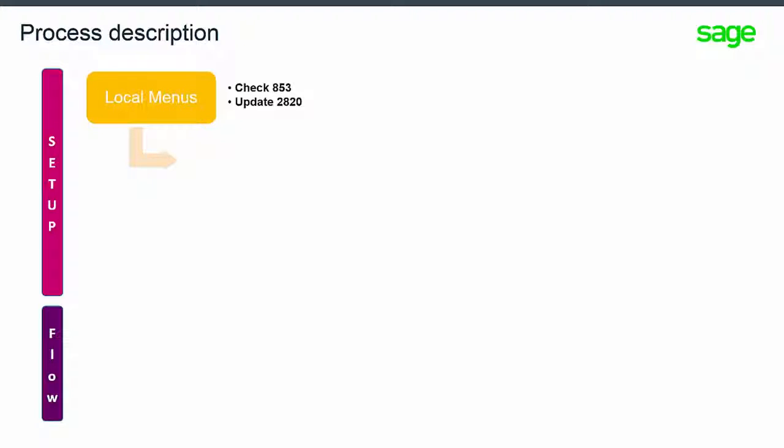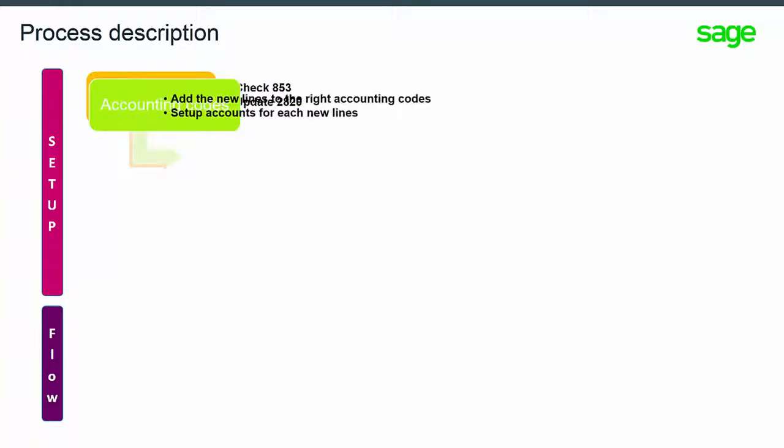To improve this, a new local menu has been created, number 2820, named Account Specific Texts 853. This local menu is defined as changeable. All the texts inserted in this local menu won't be overwritten by either patch integration or upgrade processes. Therefore, all related customizations won't be affected.